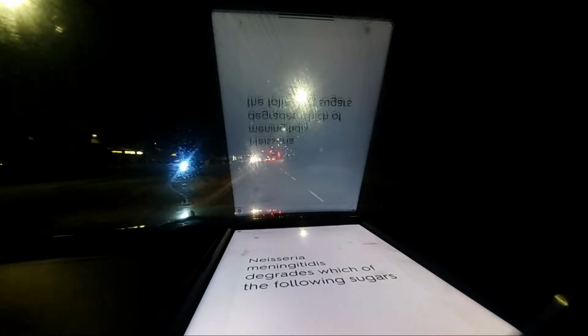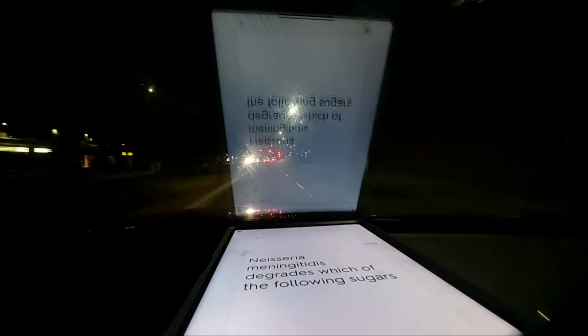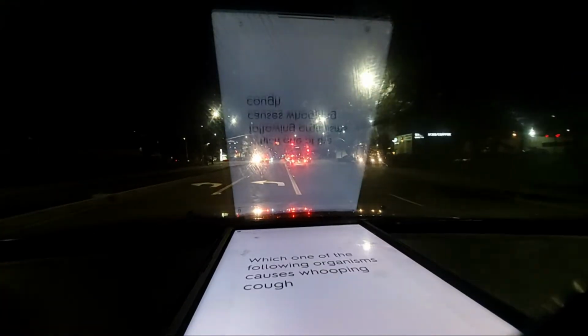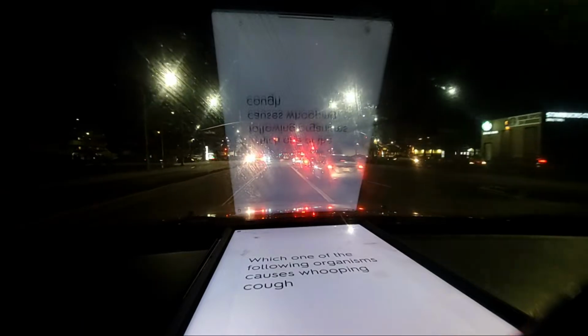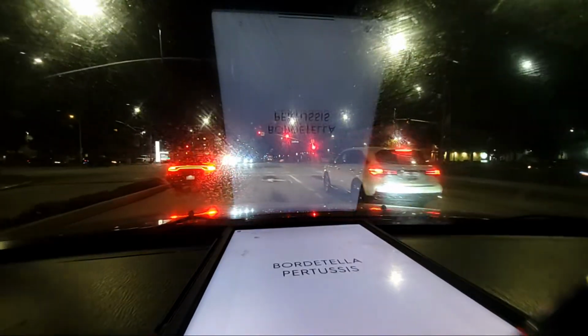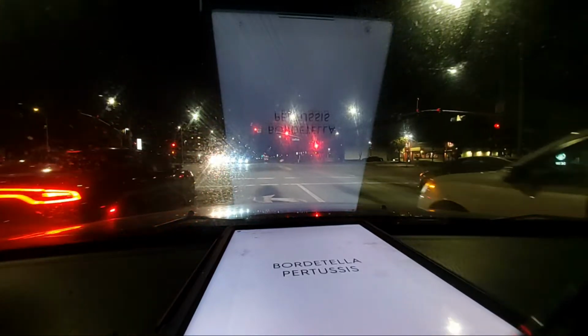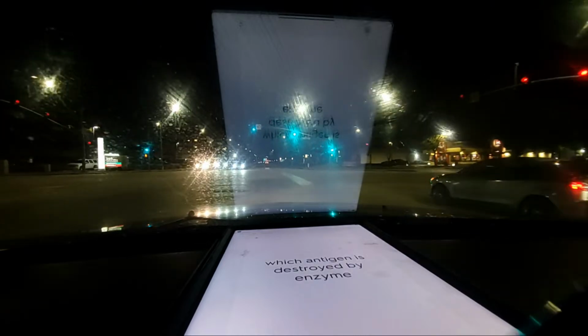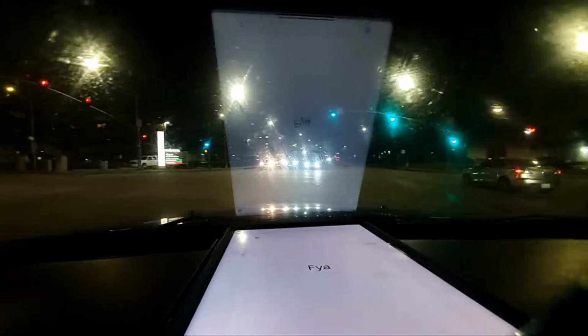Neisseria meningitidis degrades which of the following sugars? Glucose and maltose. Which one of the following organisms causes whooping cough? Bordetella pertussis. Which antigen is destroyed by enzyme? Phi.